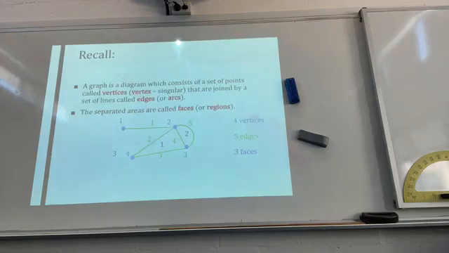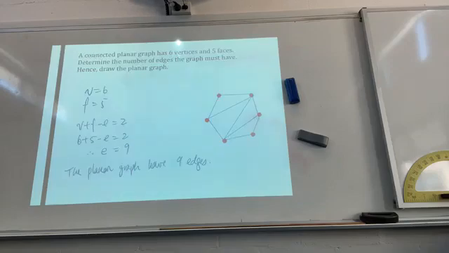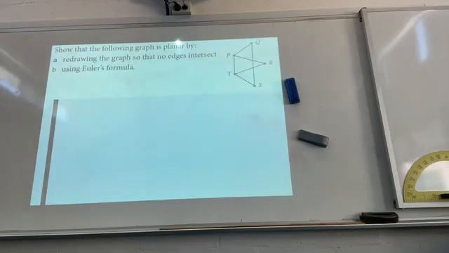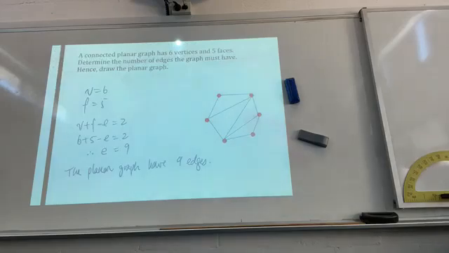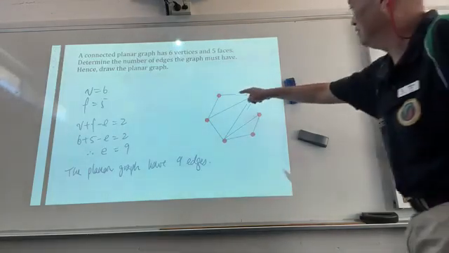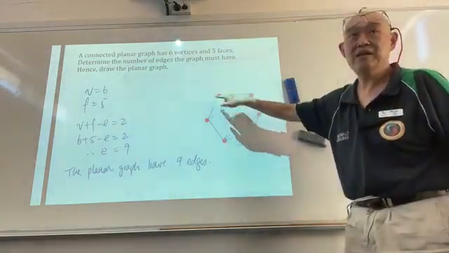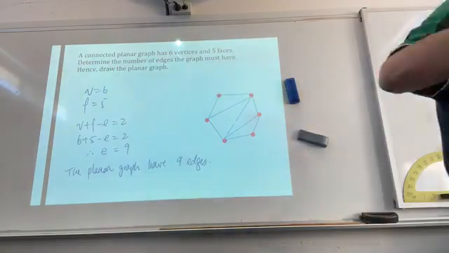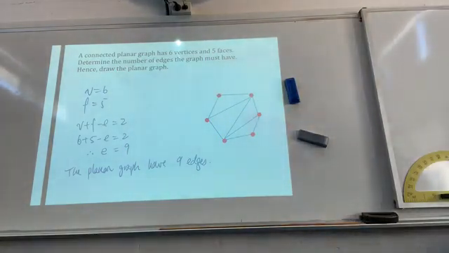Wait, a loop counts as 2 edges, right? Yes. Alright. No, it's 2 degrees going in. But it's 1 edge. 1 edge is something like this. That's 1 edge. I know, but what is a loop? How many edges? Loop is, I'll get back to you in a few minutes.